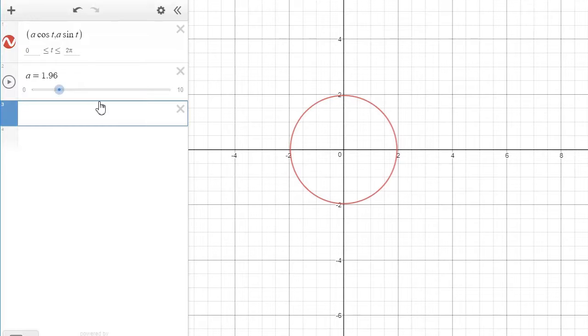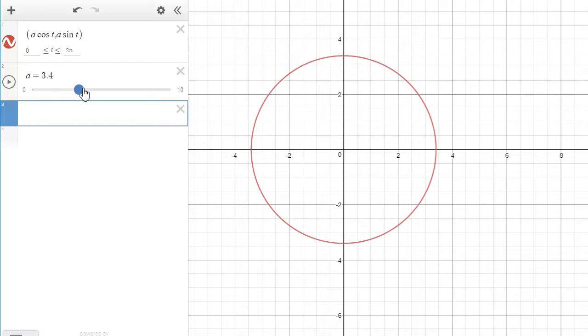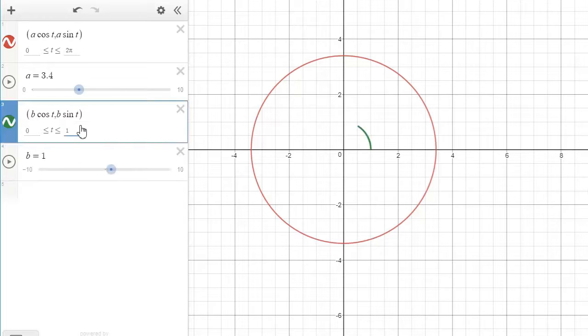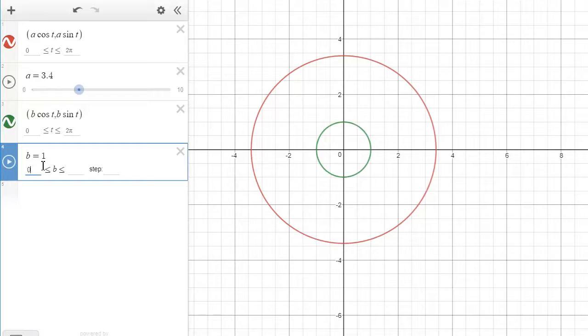So now add a second circle. Let's make this a bit bigger. Our second circle has radius B: B cos t, comma B sine t. Close it off. Add our slider, and t ranges from 0 to 2 pi. So now we've got our second circle. The radius ranges from 0 to, let's say, 10. So now we can change our radius.